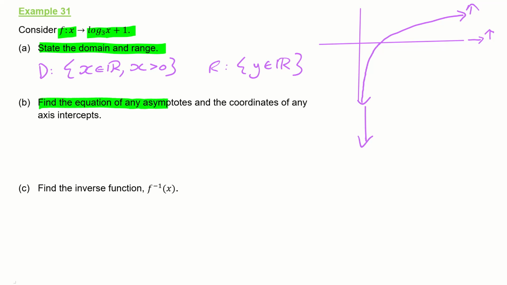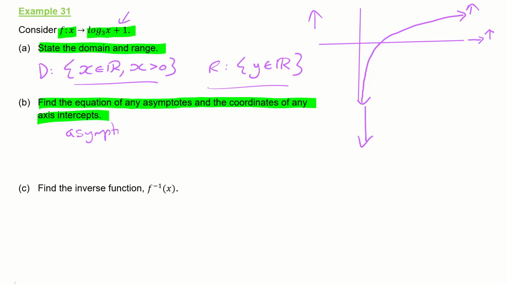Find the equation of any asymptotes and the coordinates of any axis intercepts. So, I should have just mentioned that adding 1 won't make any difference because it's a vertical translation to these. So it's exactly the same as it is for log to the base 3 of x. Okay, so the asymptote is still going to be x equals 0, the y-axis.